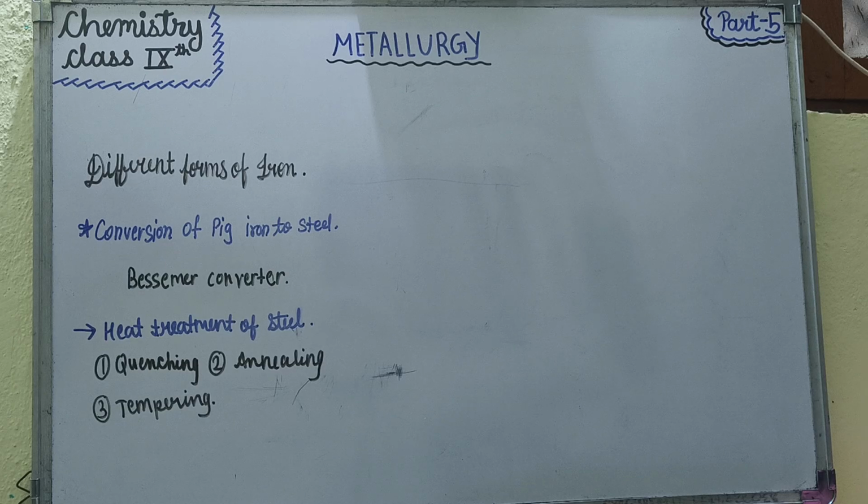The resulting property of quenching is hard and brittle. The resulting property of annealing is soft, and the resulting property of tempering is that it retains hardness but is less brittle.